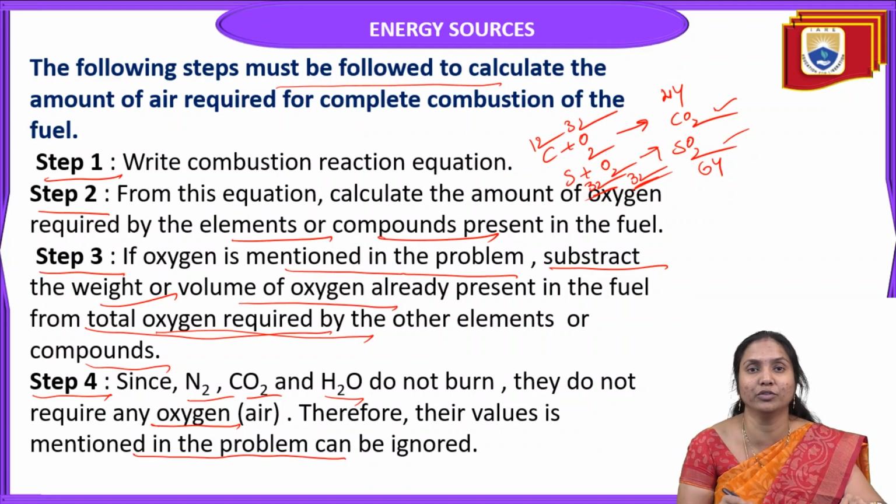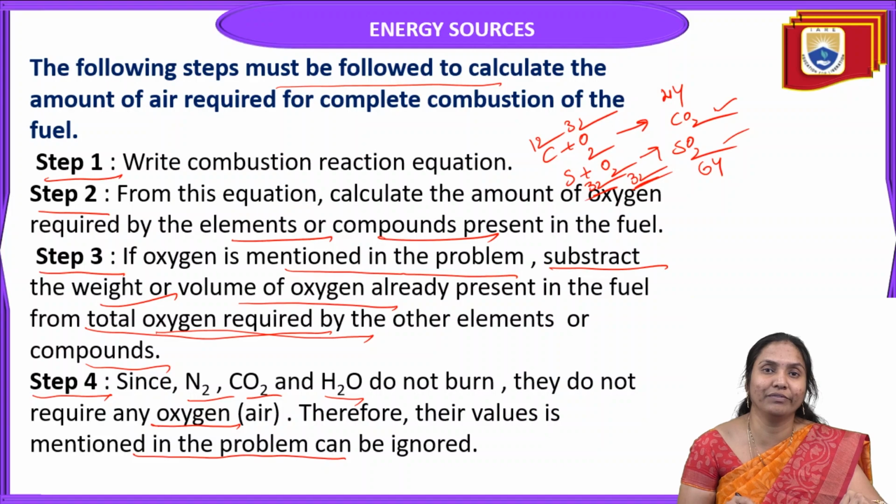So what is the meaning? For example, if nitrogen is present in the fuel and given in the data, nitrogen doesn't have any calorific value. That means it does not participate in the combustion reaction, so it doesn't require any oxygen, and we can ignore it. The same way, carbon dioxide and water present in the fuel can be ignored if given in the data, because these two combustion products do not participate in combustion. They do not require oxygen for combustion. That's why you can ignore them if this percentage is present in the fuel.